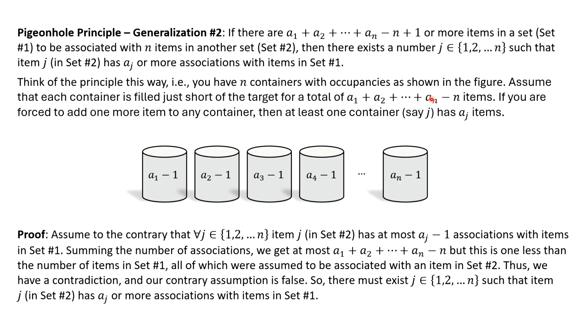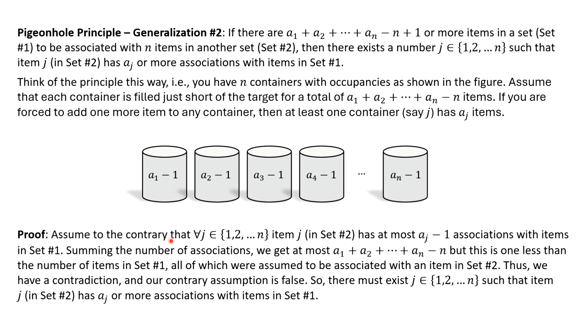And then if we add one more, which would give us this number here, you notice if you add all these together, you get this quantity here, which is just one less than this. So if you're forced to add one more, then at least one container, say j, has a sub j items. So we can prove that. I sort of proved it here, but we can prove it a little more formally.